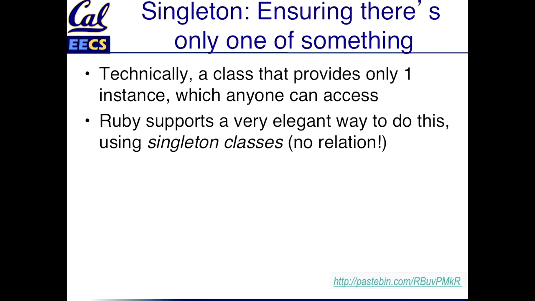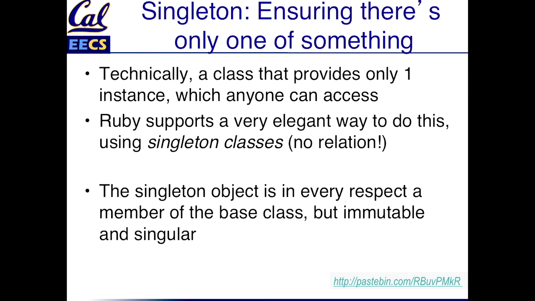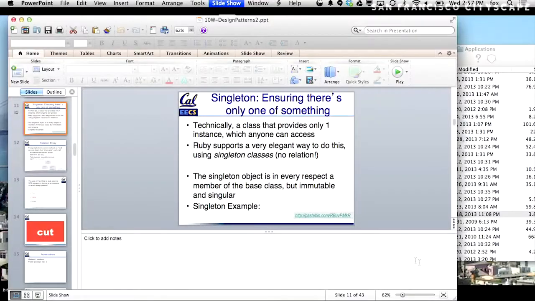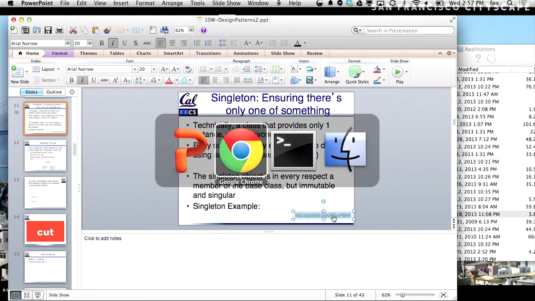And confusingly, the method by which Ruby supports this very nicely is called the singleton class. Unfortunately, the singleton class is not related to the singleton pattern. Sorry, that's the way it is. But the singleton object is basically, what you do is you create an instance of the class, and you make that instance special, and then you arrange to return it as the value of a null object. Here's an example of how you might do it, since these things are invariably easier to see than they are to explain.